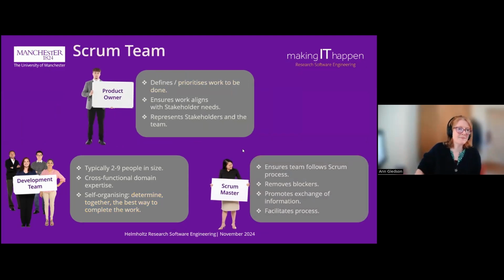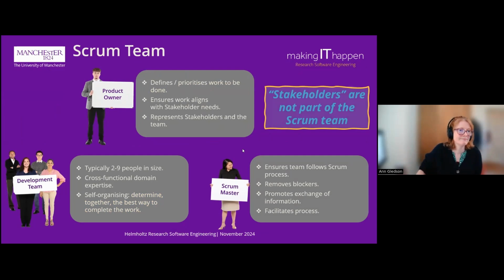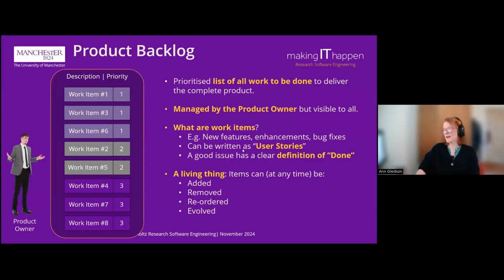Okay, so the Scrum team. Really, this is just to say that the Scrum team doesn't have the stakeholders in it. It's these three roles working together. Okay, so there are some important items that are part of Scrum. One of the main ones is the product backlog. The product owner, who, if you remember, is the mediator between the stakeholders and the development team, owns the product backlog. So it's a prioritized list of all the work to be done to deliver the complete product.